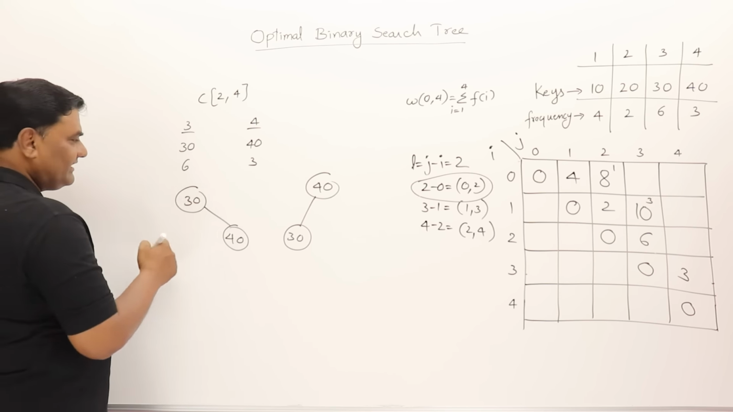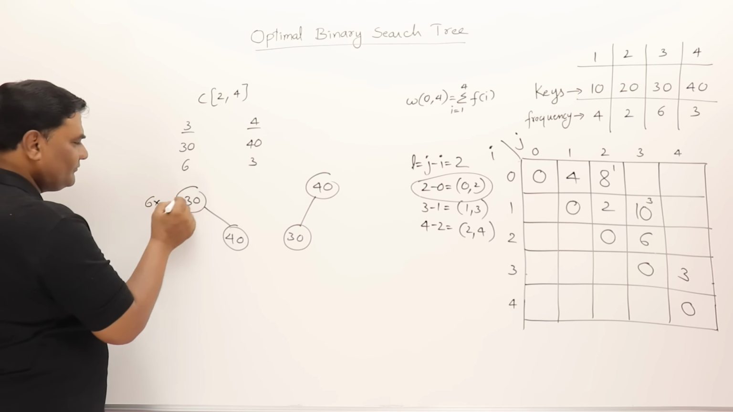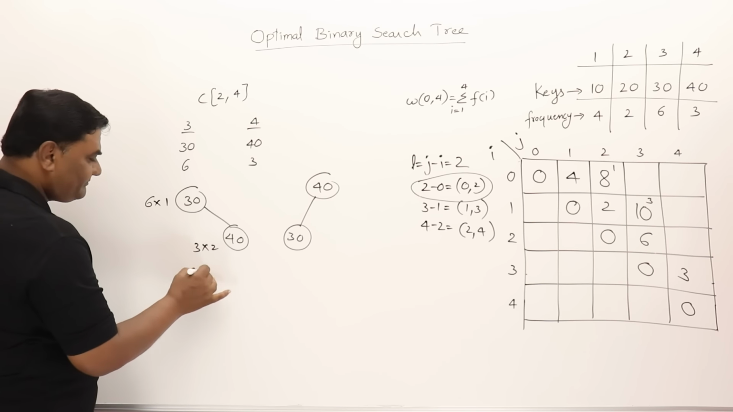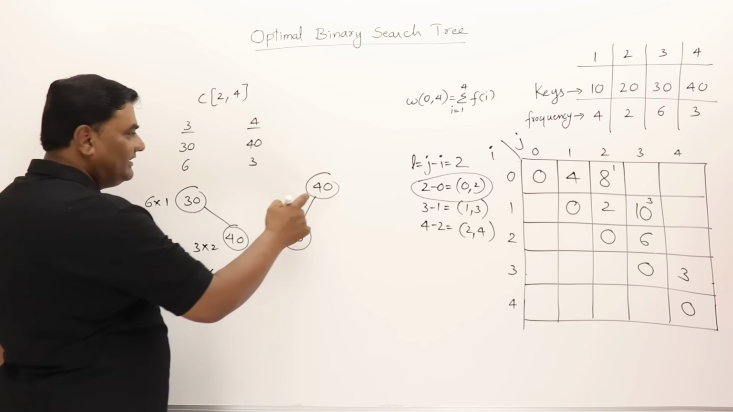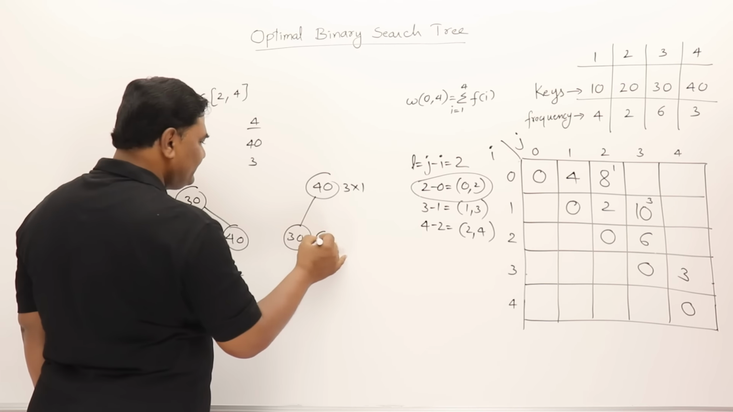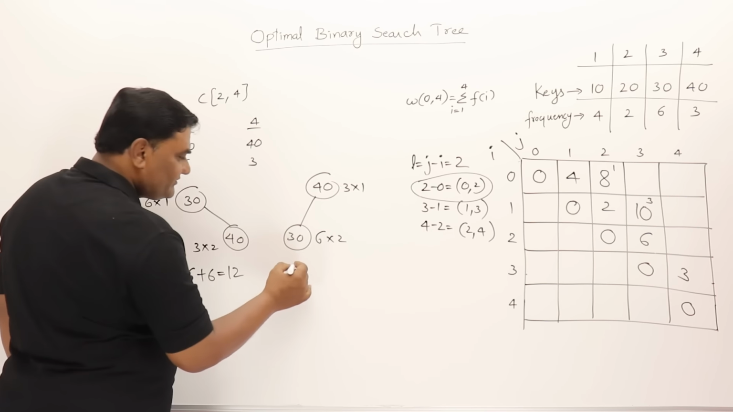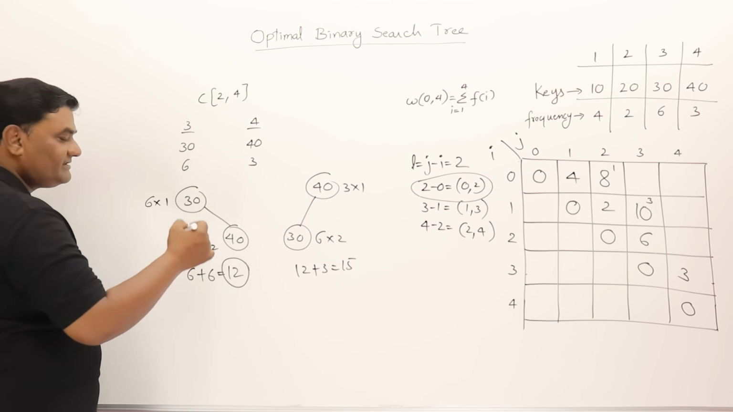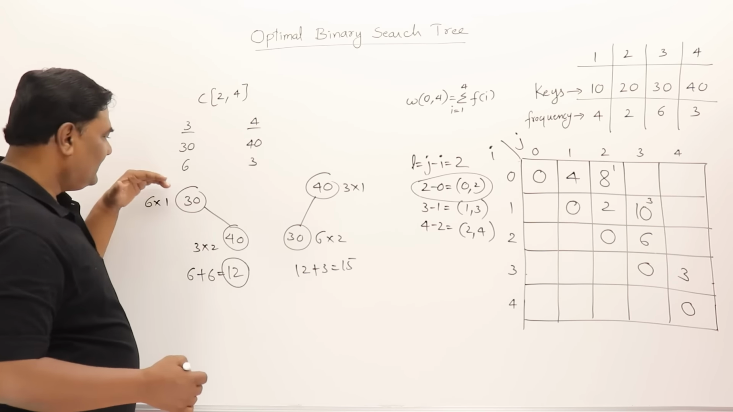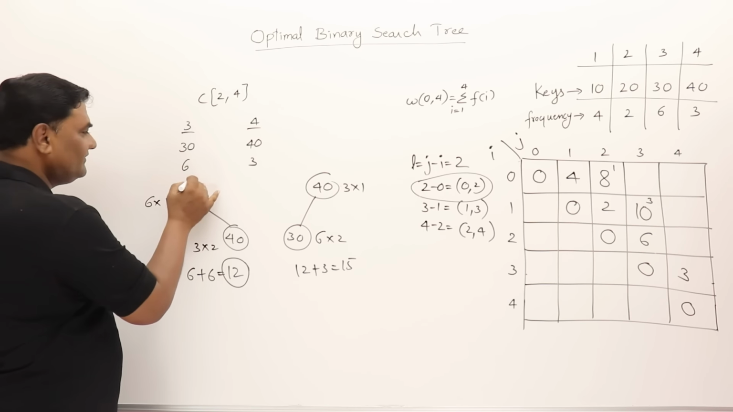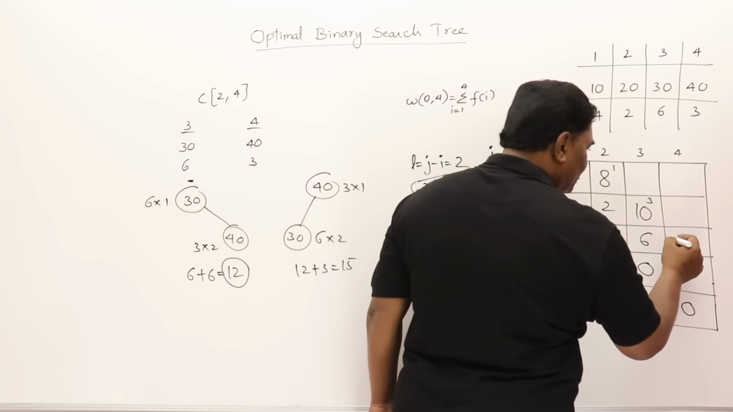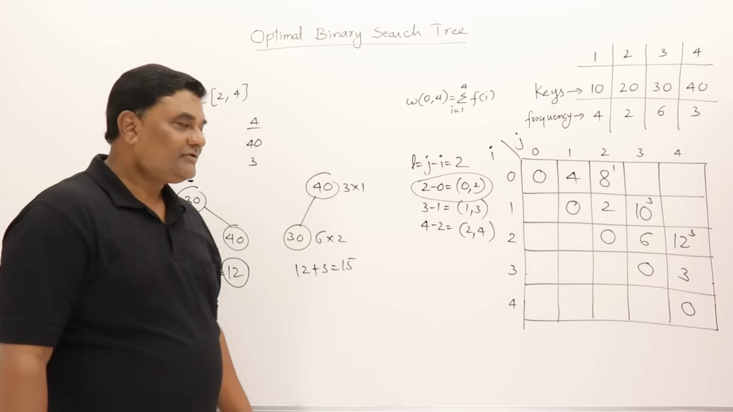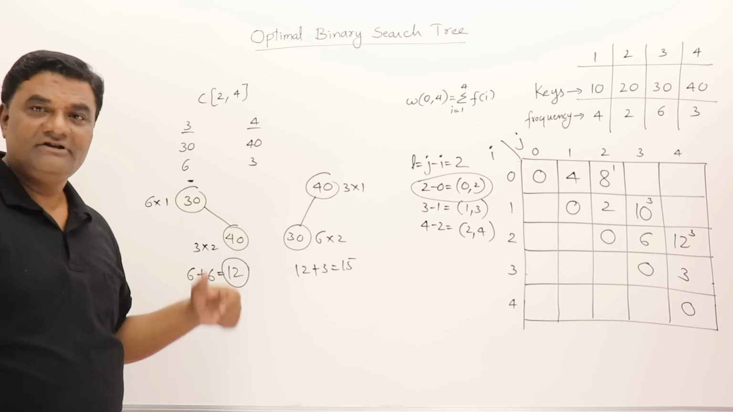Let me put the cost directly. The frequency of this one is 6 and the number of comparisons required is 1, and this is 3 and the number of comparisons is 2. So this is 6 plus 2 into 3, which is 6, that is 12. In the other, this is 3 into 1 and this is 6 into 2, so 12 plus 3, that is 15. So who has given us the minimum result? 12 has given us the minimum result. And what is the key here? The third one is the key. So the answer is 12 and 3 is the key, so the third key will become the root.